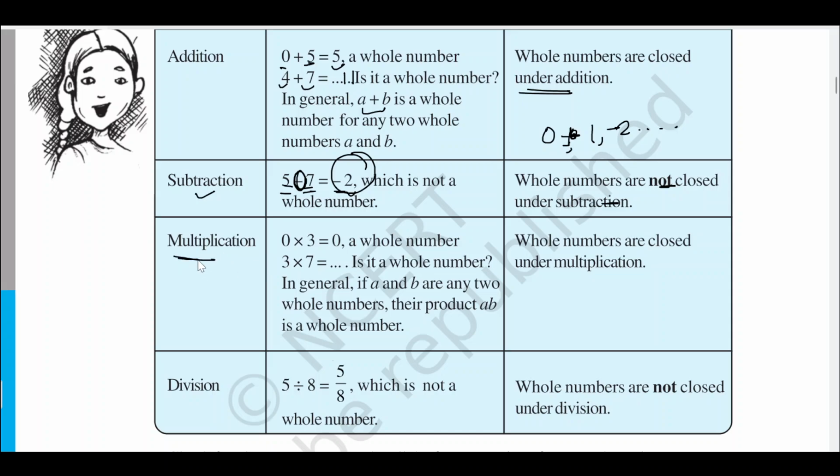Multiplication. In case of multiplication, we are multiplying whole numbers, we get 0. 0 into 3 is 0. Whole number into whole number is a whole number. So we can say whole number is closed under multiplication. In general, if A and B are any two whole numbers, their product AB is also a whole number.